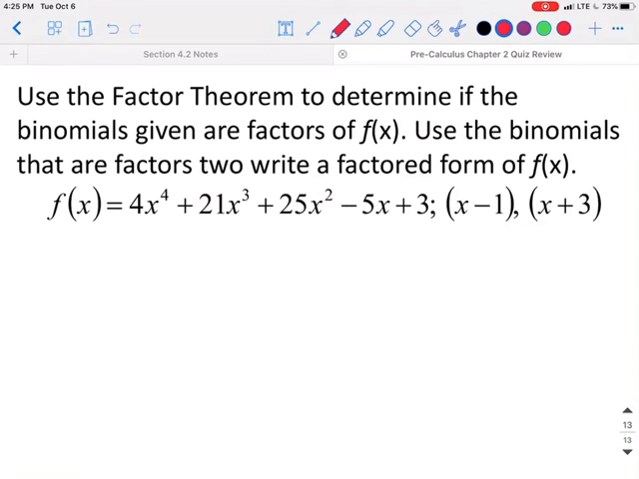Use the factor theorem to determine if a binomial is a given factor, and then we're going to use it to write it in factored form. So again, to do this, you're going to have to set them equal to 0, and we're going to get the x by itself. Now, if we use synthetic division and we end up with no remainder, we know that it is a factor. If we do not end up with 0 as a remainder, then it is not a factor.